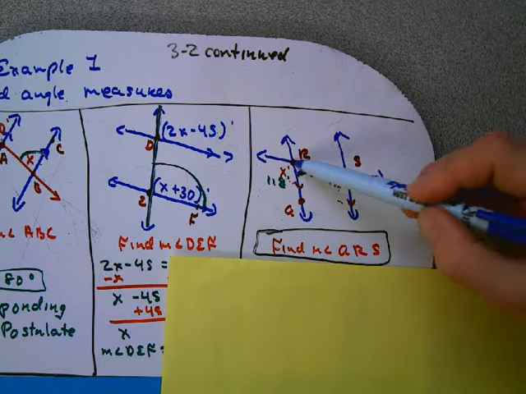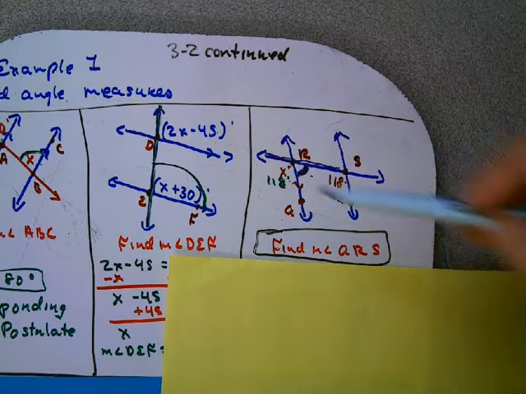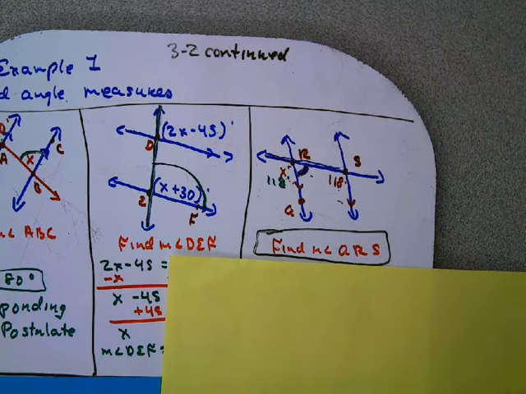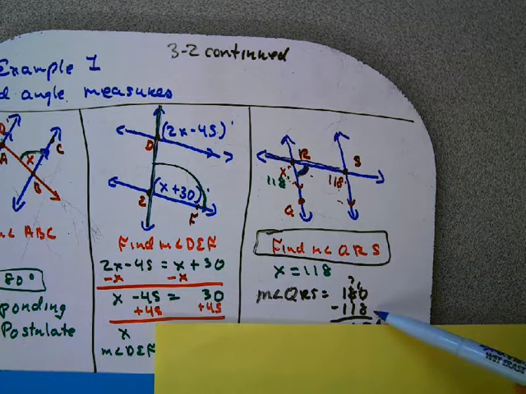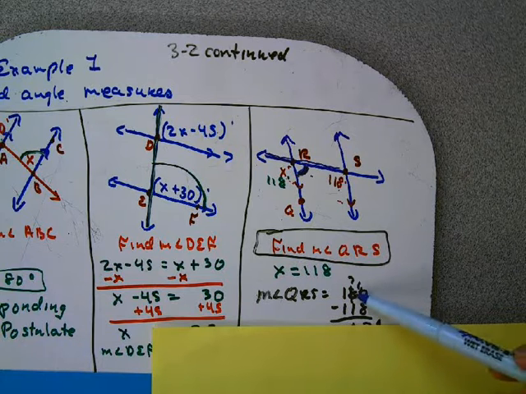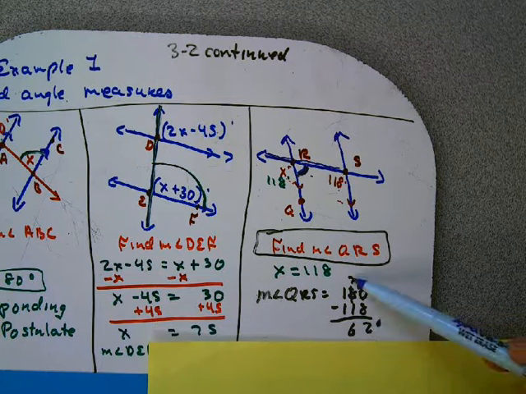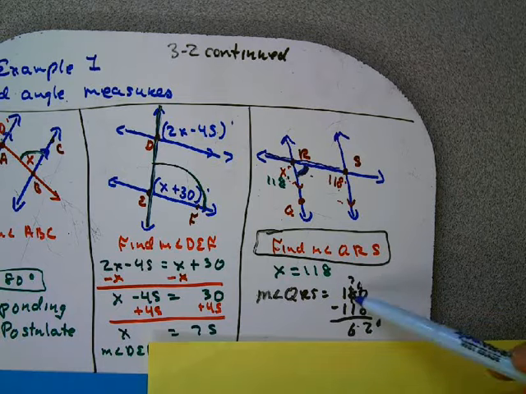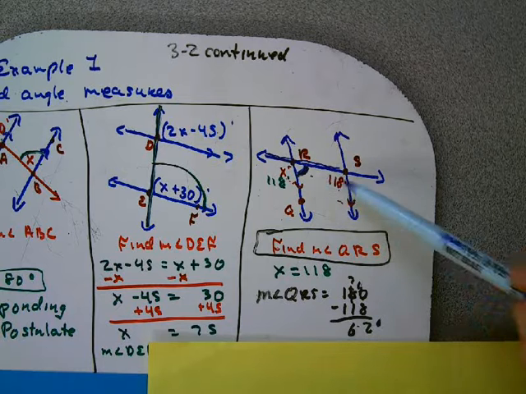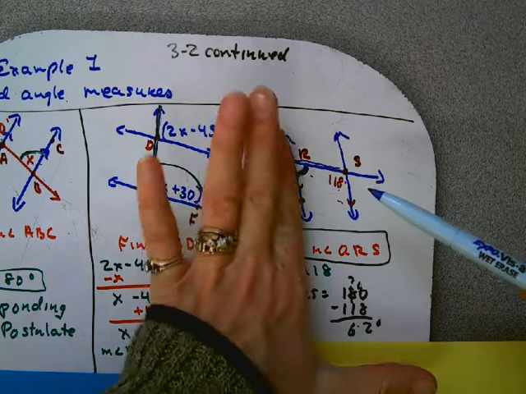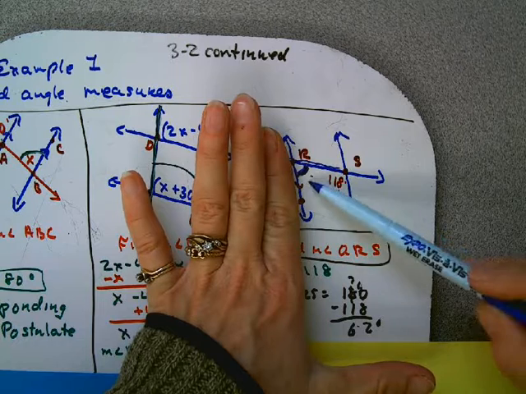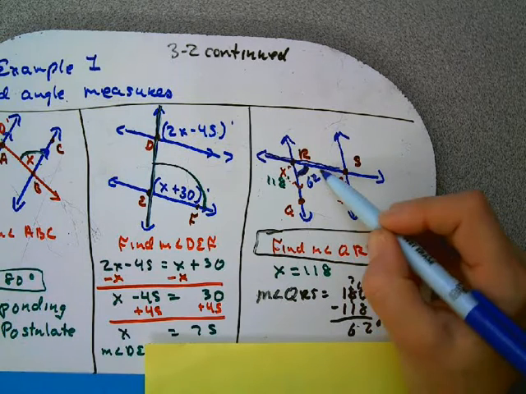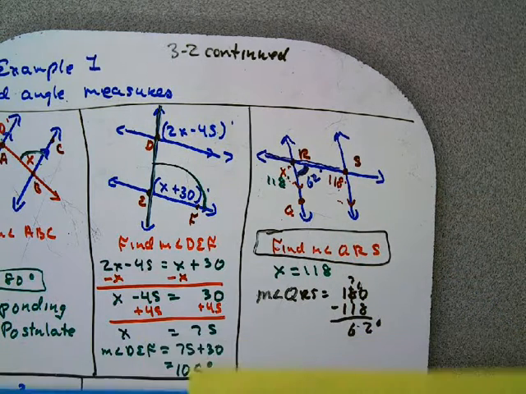So I can say, all right then, together they equal 180, and QRS must be 180 minus 118. Well, if you borrow 1 from the 8, you've got 10 minus 8 is 2, 7 minus 1 is 6, and 1 minus 1, of course, is 0. So QRS is going to be 62 degrees. You might also think same side supplementary, not worry about the x, and say 180 minus 118 is 62 degrees right here. So, two ways to look at it. Okay, now let's look at example 2.